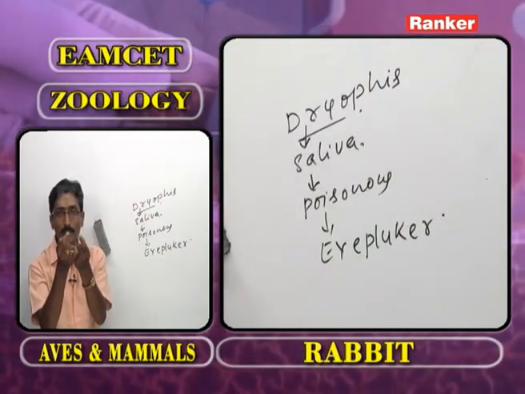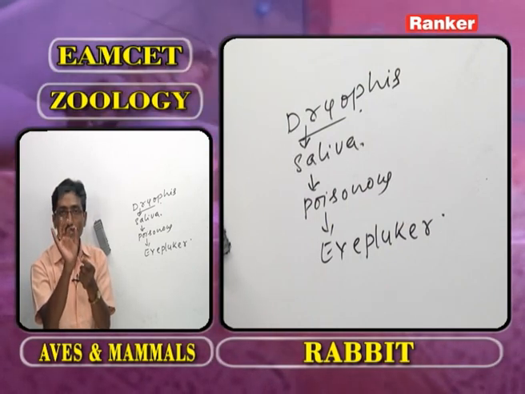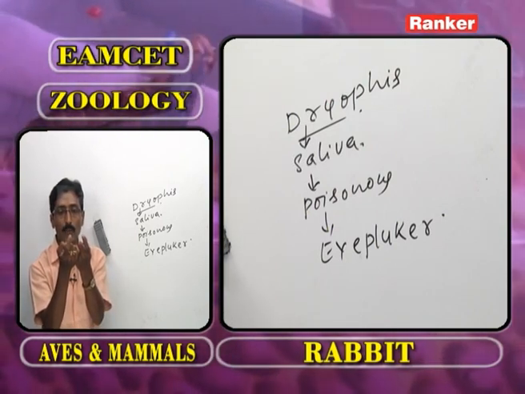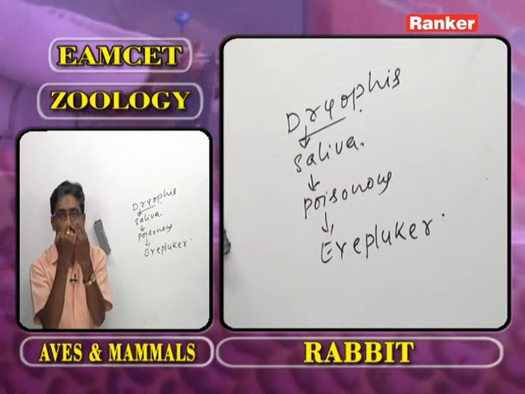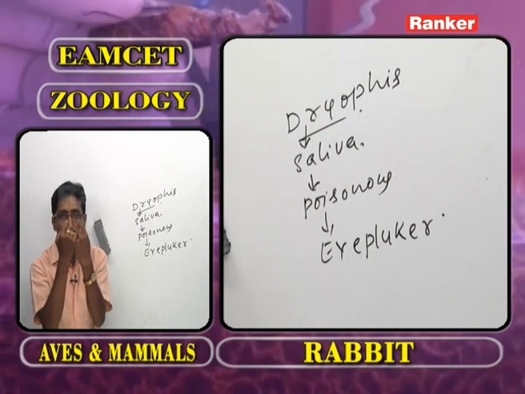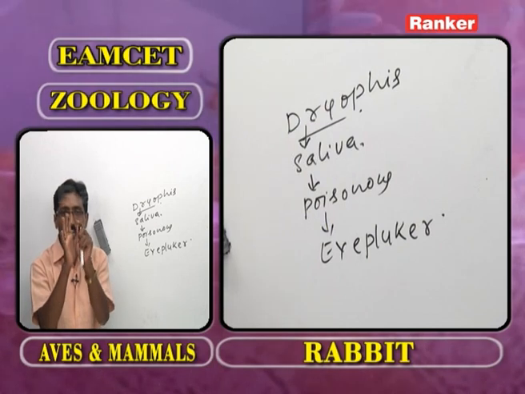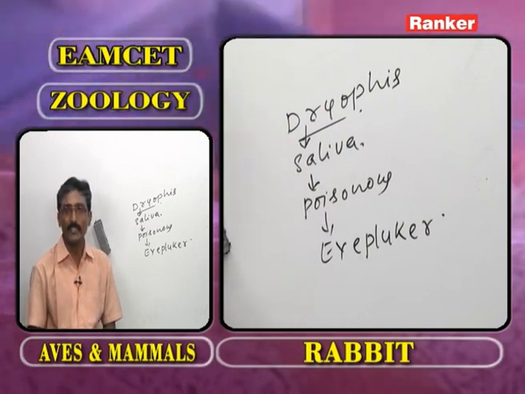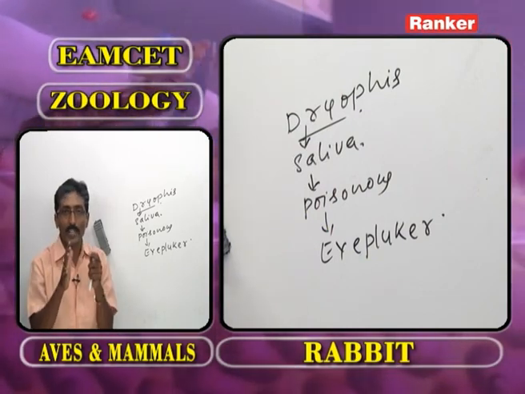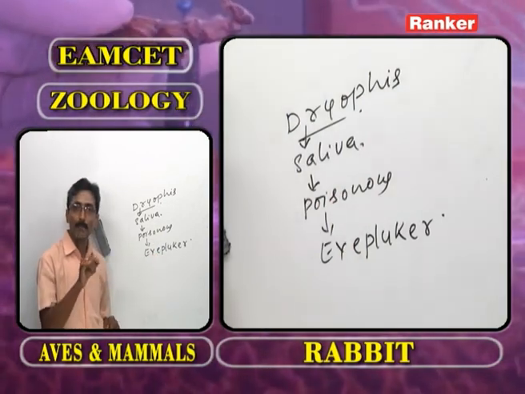Students, again observe why it is called eye plucker. Whenever the dryophis is touched by its enemy, it immediately releases poisonous saliva into the eyes. Sometimes we get inflammation and irritation of the eye, but it is not very dangerous. If we wash our eyes with water, it clears automatically. Based on that, it is called eye plucker.